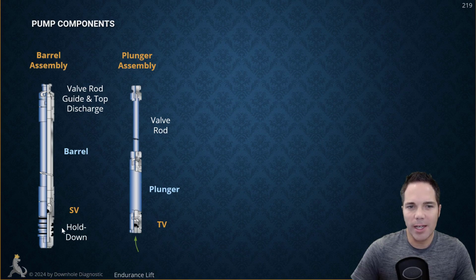So anyways, these are the main components. Now keep in mind that our plunger is hollow, so fluid is moving up through the traveling valve, up through the hollow plunger to the top. Of course, that's in here, and then it's going to come out the top discharge right here.